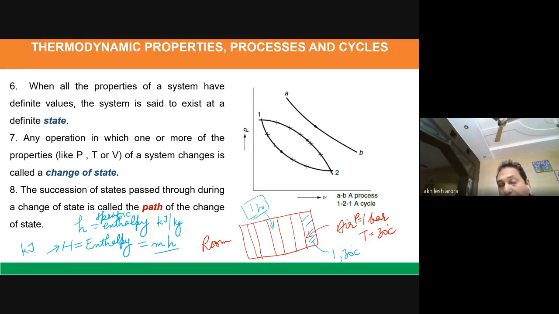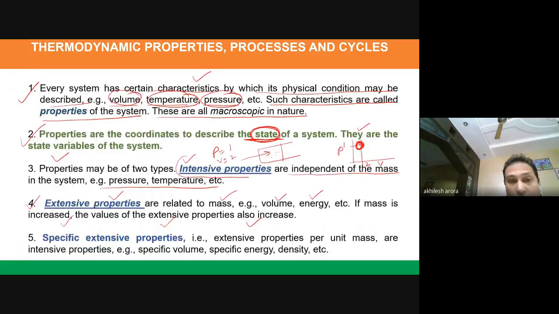Once again, intensive properties are independent of the mass. They do not depend upon the mass of the system, for example pressure and temperature. Whereas extensive properties are dependent upon the mass, they are related to the mass, and they increase when the mass of the system increases. So if the mass is increased, the values of the extensive properties also increase. You have to keep that in your mind. Now, we can also define specific and extensive properties.